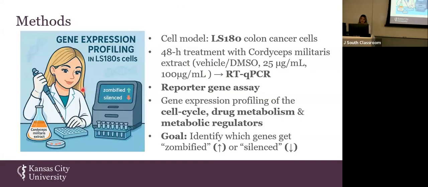Moving on to the methods, I treated LS1 colon cancer cells with cordyceps for 48 hours. The different treatment groups include vehicle and 2 doses, which are 25 and 100 micrograms per milliliter. Our RT-qPCR was performed as well as a reporter gene assay. The goal of my project was to identify which genes get zombified or upregulated and which get silenced. The different genes I focused on are categorized into 3 panels, which include cell cycle, drug metabolism, and metabolic regulators.